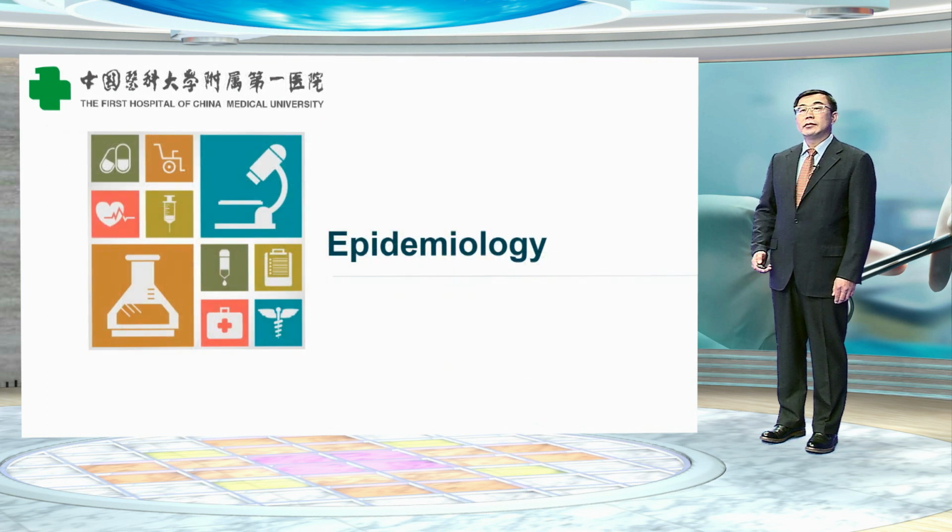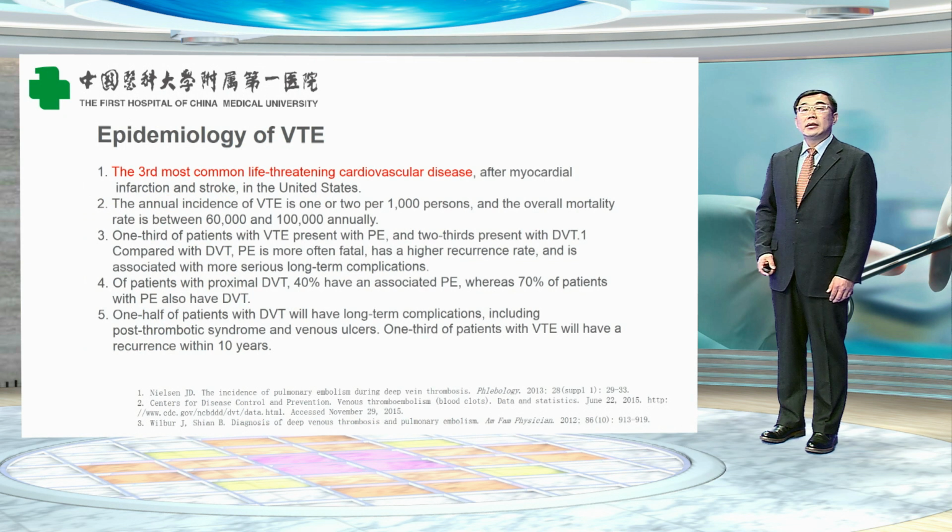Epidemiology. VTE is the third most common life-threatening cardiovascular disease after myocardial infarction and stroke in the United States. The annual incidence of VTE is 1 or 2 per 1,000 persons, and the overall mortality rate is between 60,000 and 100,000 annually. One third of patients with VTE present with PE, and two thirds present with DVT.